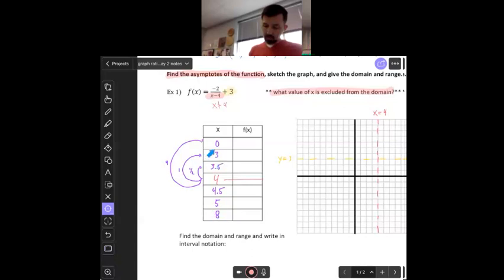So these 2 points here are to help us understand the curve, and this point out here is to help us figure out where it's headed. So 2 that are really close to the asymptote, and 1 that's further away.